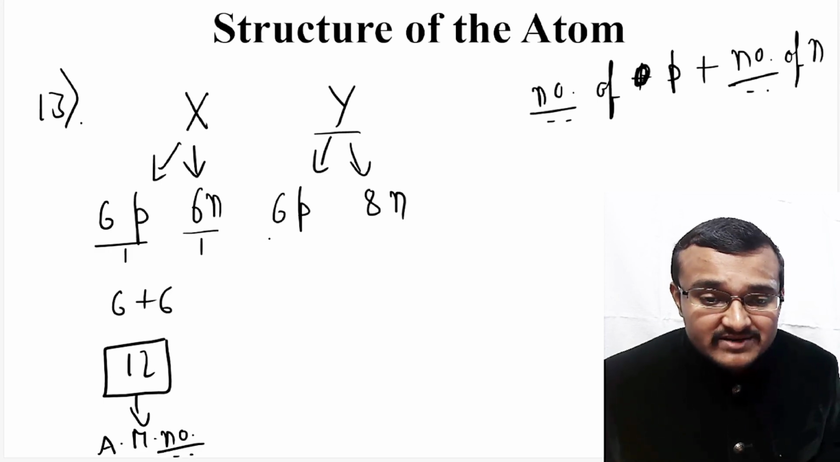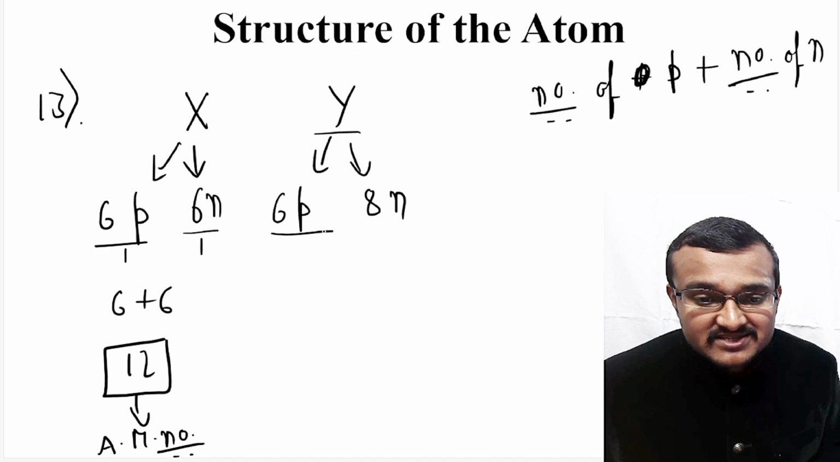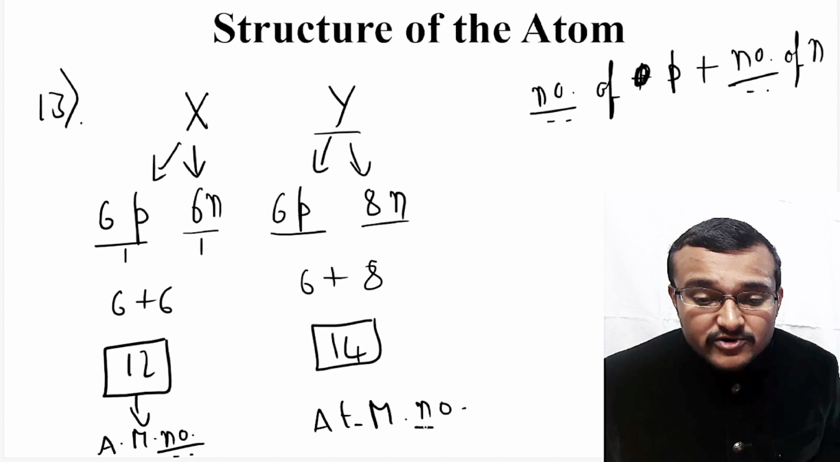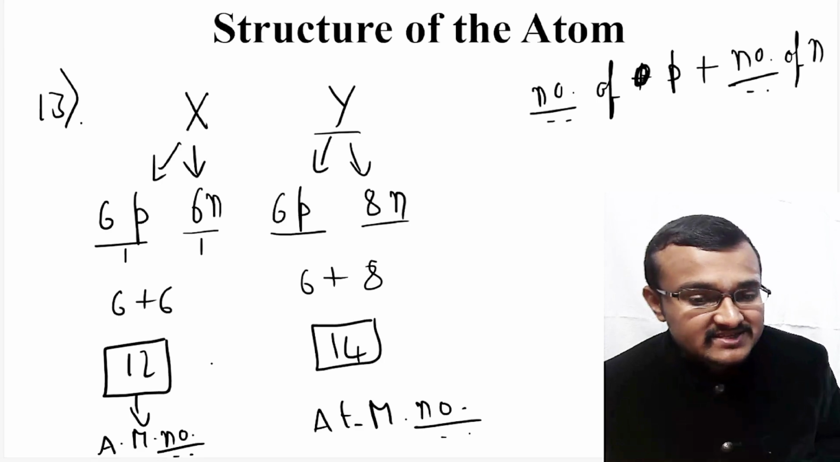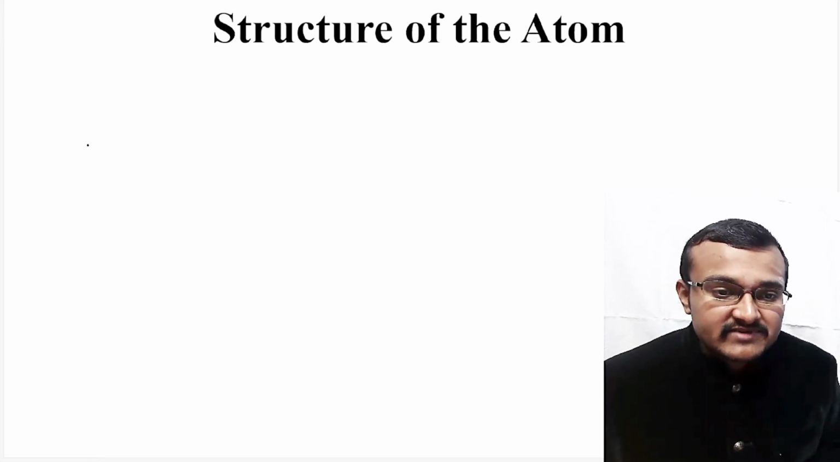And if you consider the Y atomic species, here you have 6 protons and 8 neutrons. If you add 6 and 8, it will be 14. So 14 is the atomic mass number of Y. And they have also asked the relationship between X and Y. So what is the relationship between X and Y?